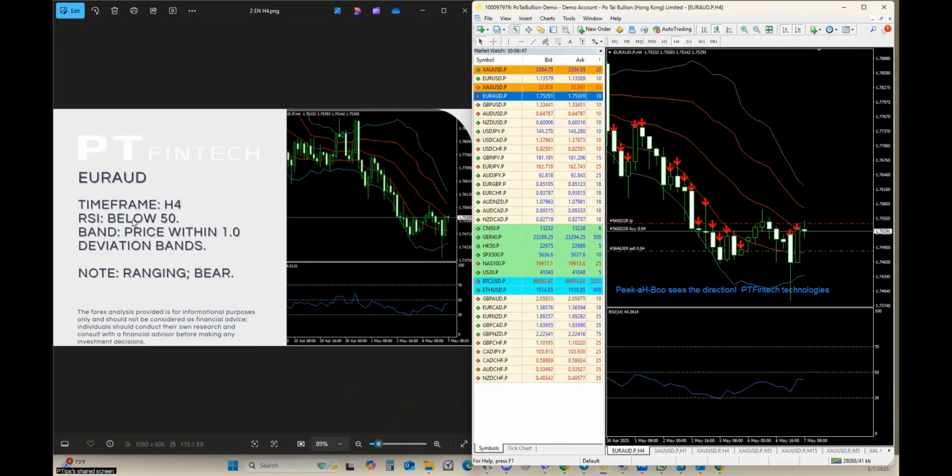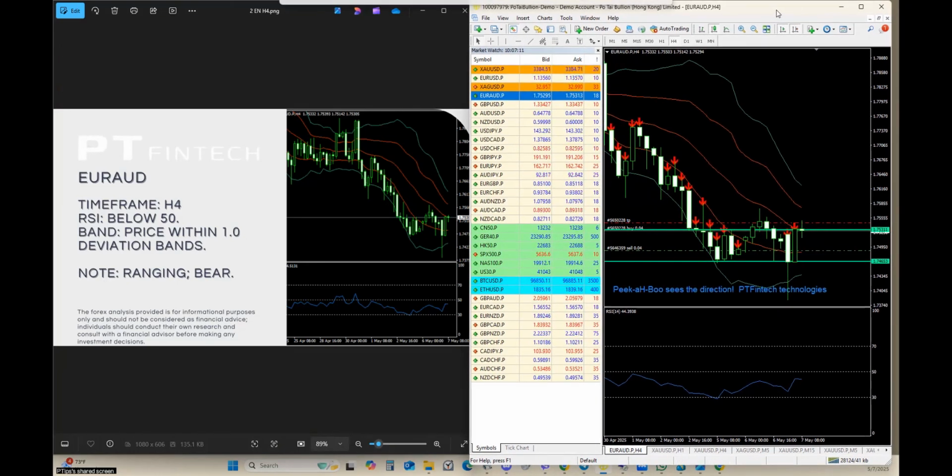So Euro AUD on H4, let's quickly take a look. RSI is below 50. Yes, it is. And then with the dual Bollinger bands, prices are within the 1.0 deviation bands. When prices are within the 1.0 deviation band, what you want to do is utilize the recent highs and the recent lows to set up your support and resistance.